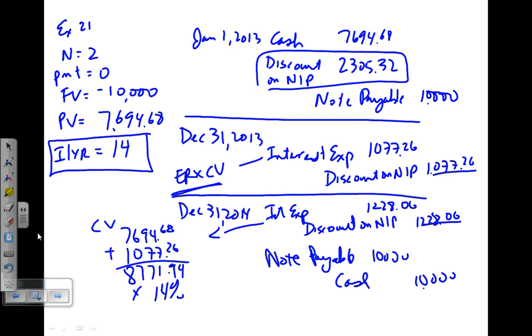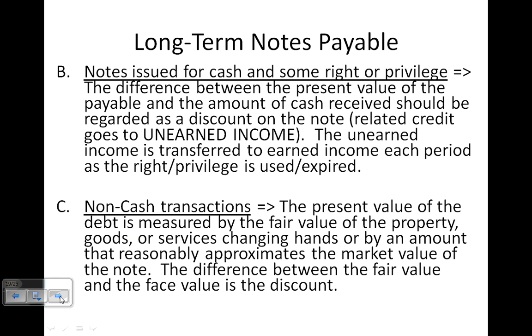The other situations that we have to deal with here is where notes are either issued for cash and some right or privilege, or a non-cash transaction. When a note payable is issued for a right or a privilege, maybe it's a right such as exclusive distribution rights we're providing, or the right to first purchase any research and development that comes out of a project, the difference between the present value of the payable and the amount of the cash received should be regarded as a discount on the note.